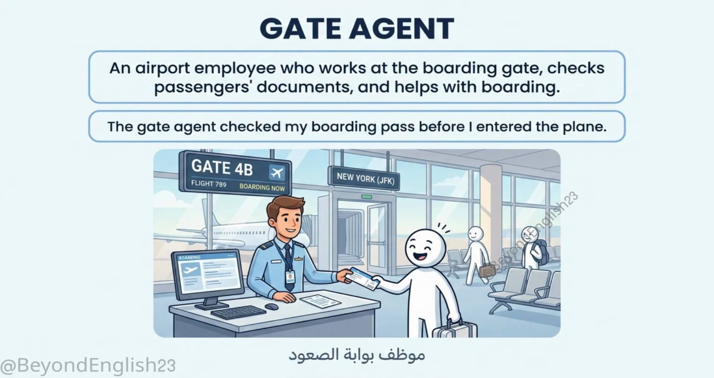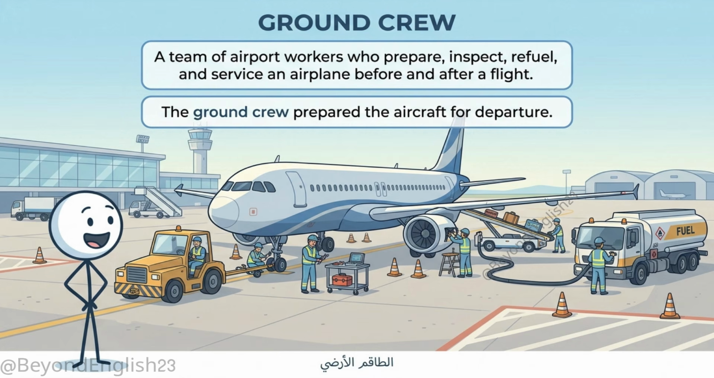6. Gate agent. A gate agent is an airline employee who works at the boarding gate. They check boarding passes, make announcements, assist passengers, and manage the boarding process. Example, the gate agent checked our boarding passes before we entered the airplane.